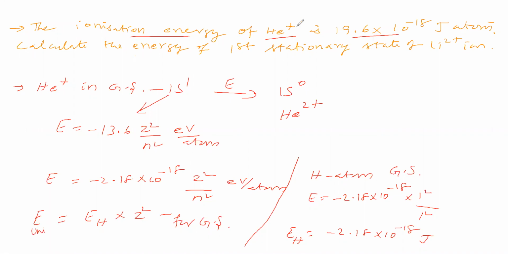First we will take He plus and see the value. Energy of He plus is equal to energy of hydrogen into Z square. For helium the atomic number is 2, therefore Z square is 4. Now we will take Li2 plus, which is equal to energy of hydrogen into Z square. For lithium Z is 3, therefore 9.